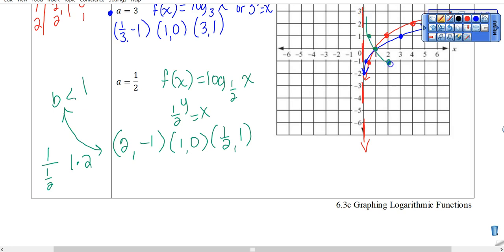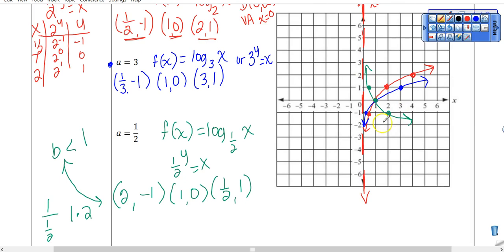And so your graph will decrease over the domain. Again, your domain hasn't moved. Every single time your domain is from 0 to infinity, so I haven't shifted the vertical asymptote at all.